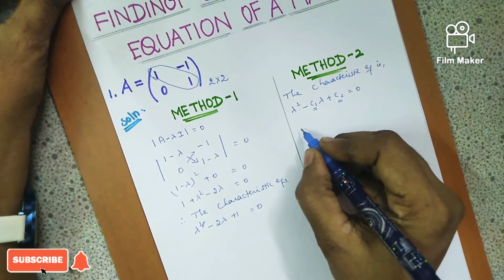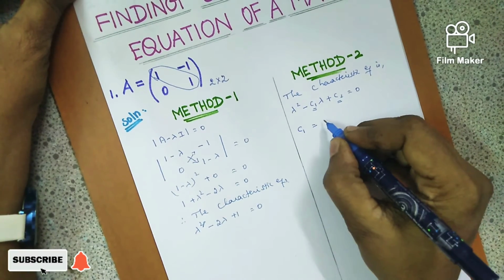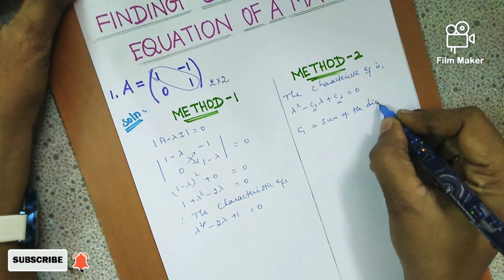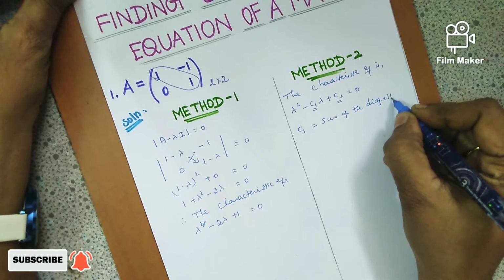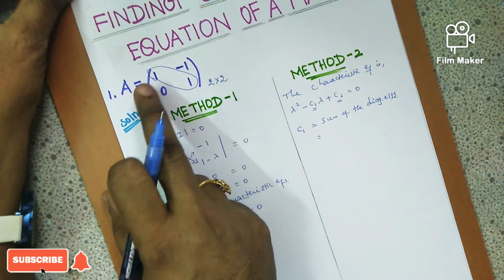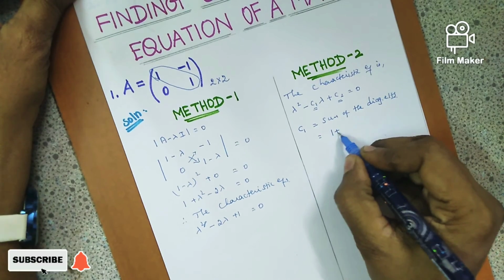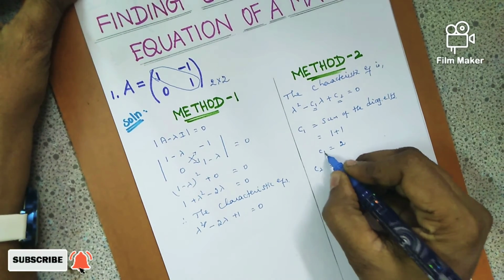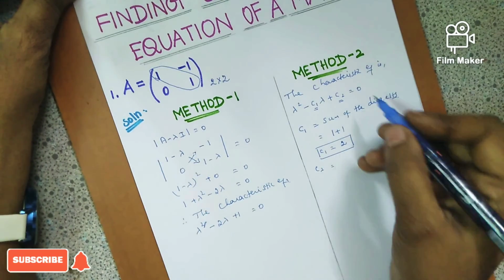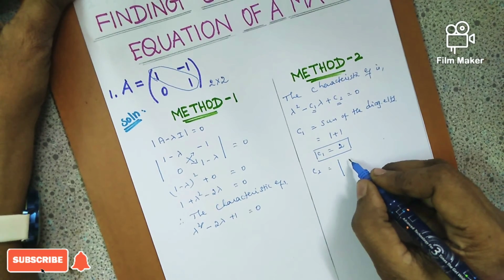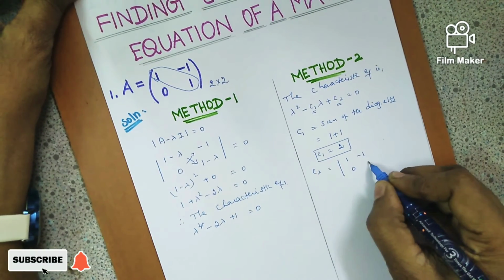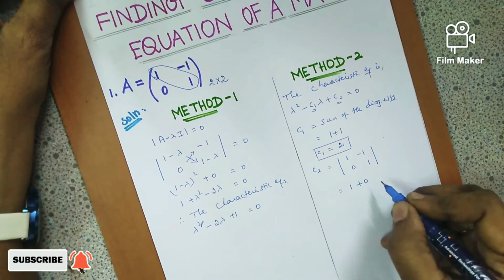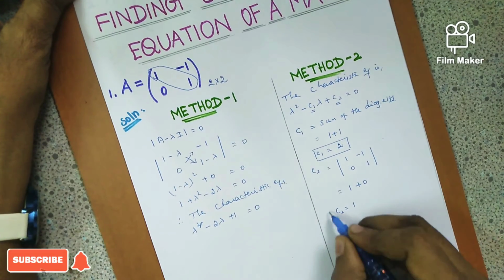C1 is nothing but the sum of the diagonal elements. Sum of the diagonal elements, that is C1. Here the diagonal elements are 1 and 1. So 1 plus 1 is equal to 2. So C1 equals 2. And C2 is nothing but the modulus of the given matrix. So the determinant of 1, minus 1, 0, 1. We have to expand this. 1 minus 0, so we get the C2 answer as 1.